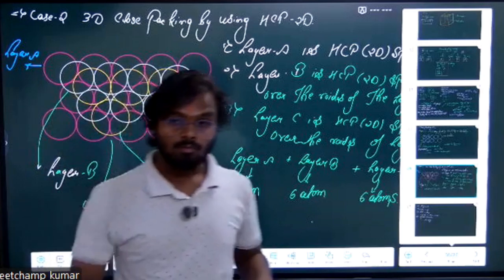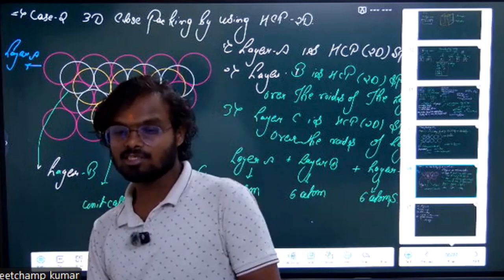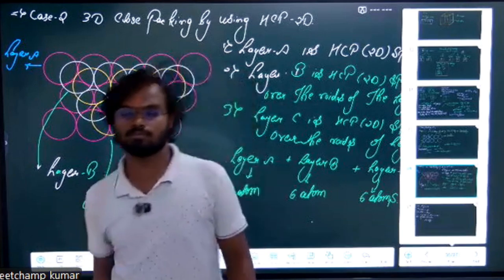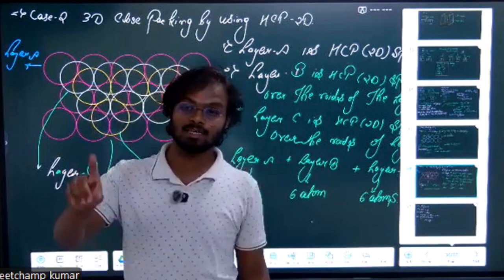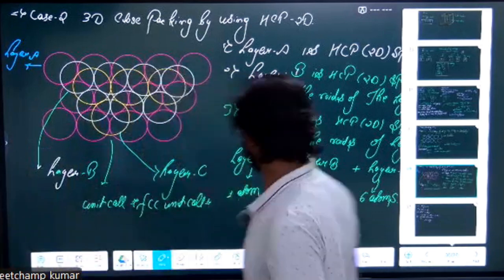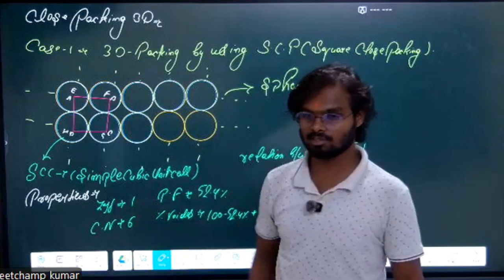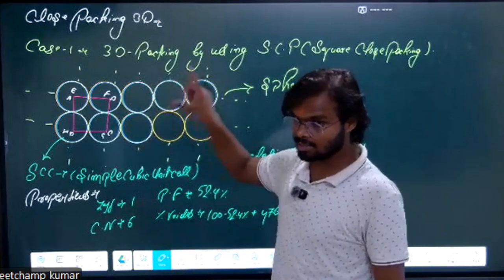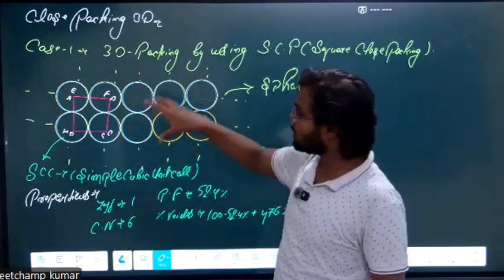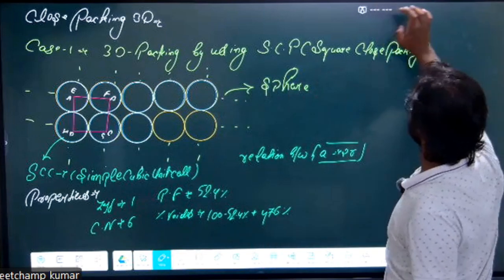Now what we are going to do is place the second layer just over the first layer, meaning layer A and layer B are going to be the same. It is the same as a square. In 3D, this one we have done, the 3D close packing, and the unit cell we got is a simple cubic unit cell. Now we are going to use this to make another type of packing. Let us examine that.